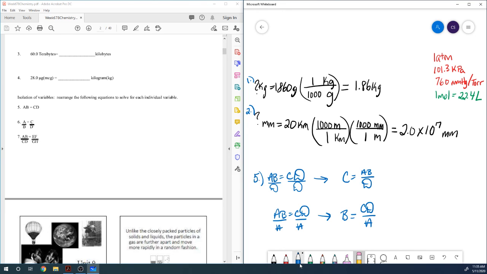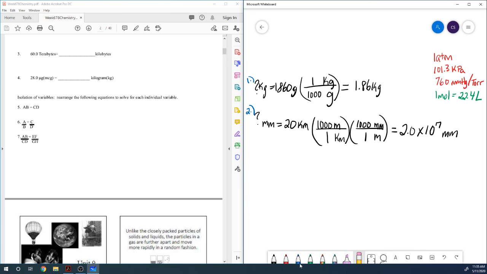If you need to go ahead and pause it to get that, pause it because I'm going to erase it and go on to number 6. So number 6, same thing. I'm just going to give you one example. AB equals C over D. If I want to get C by itself, I need to multiply by D. Okay, so I should get AD over B equals C.